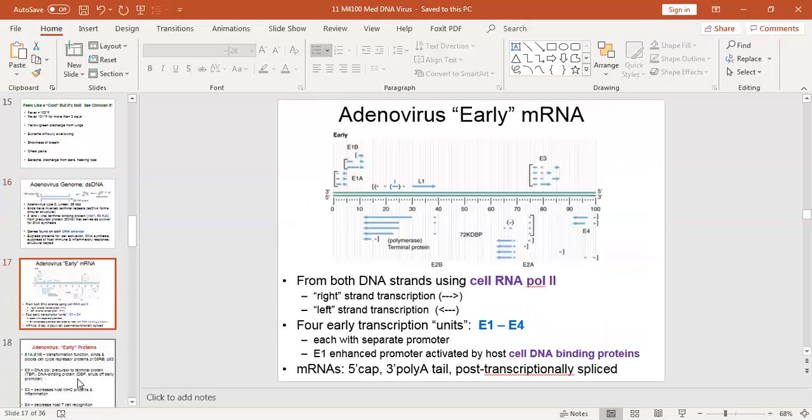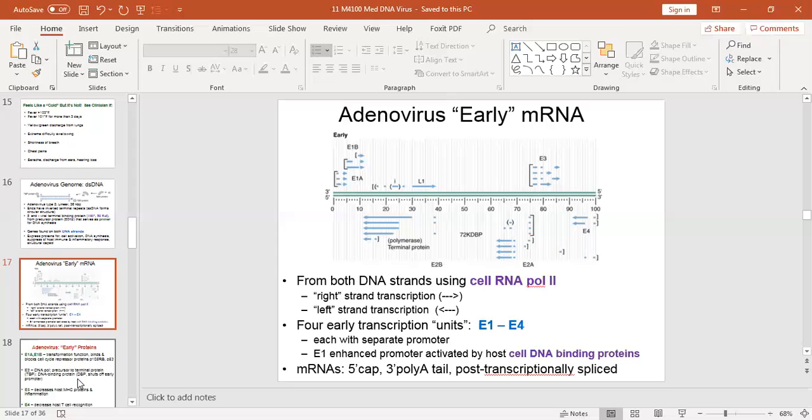Moving to slide number 17, adenovirus early messenger RNA. Early gene expression is done from both DNA strands using host cell RNA polymerase II. We have right strand transcription and left strand, or positive and negative sense, or antisense, whatever you want to call it. Overall, we have 4 early transcription units, E for early, E1 through E4. Each one of these transcription units has its own promoter, those sequences that get activated and promote the expression of the gene.